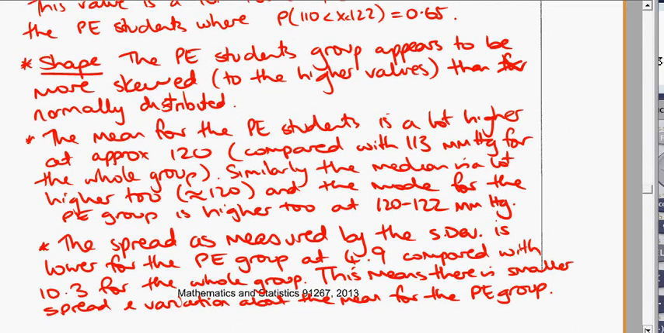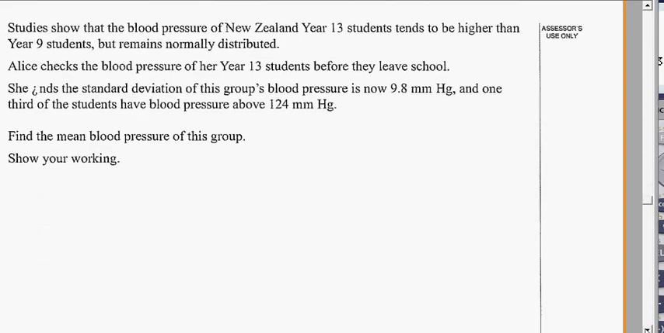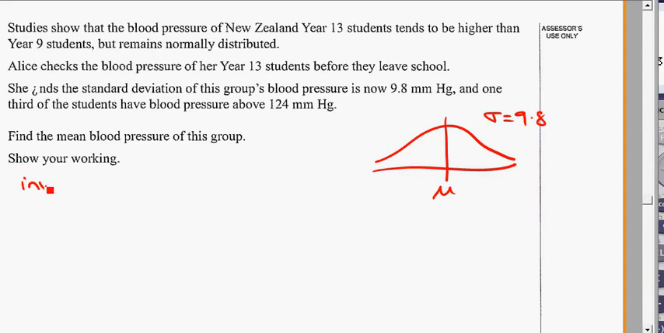Right, still going. One more question. You can pause and read it. Year 13 students, standard deviation is now 9.8. 1/3 of the students have a blood pressure above 124. Find the mean. So we're looking for the mean. It's clearly an inverse type problem.